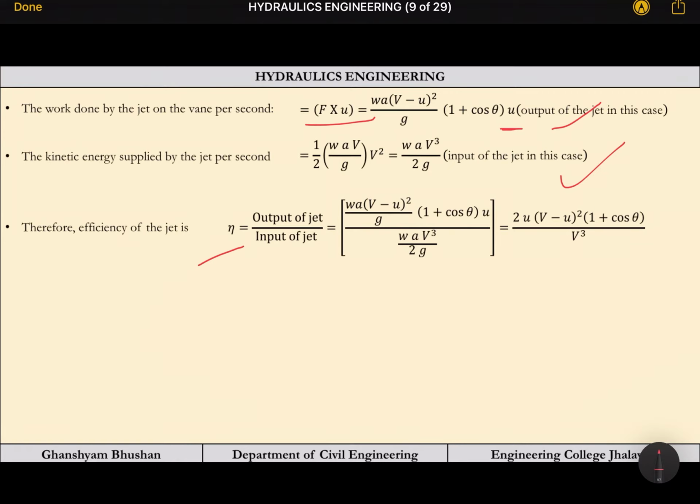The efficiency comes out to be very complex. If they want to make the toughest question, then they can ask this. But at your level, up to the previous case was more than sufficient.